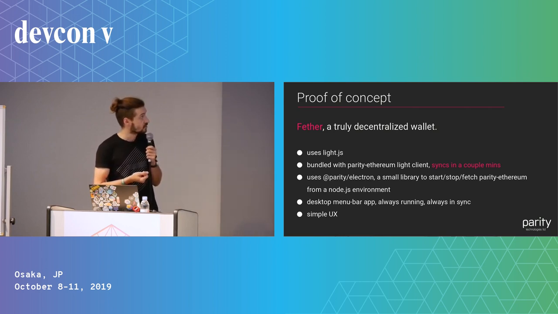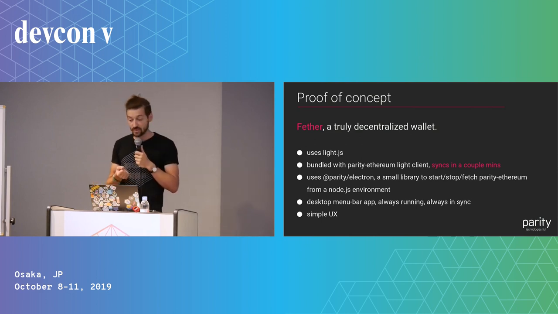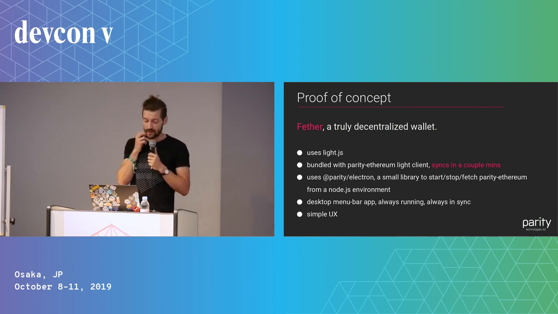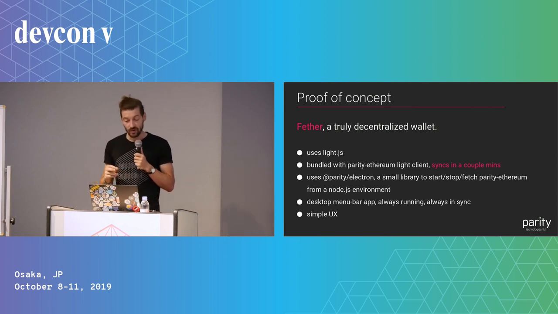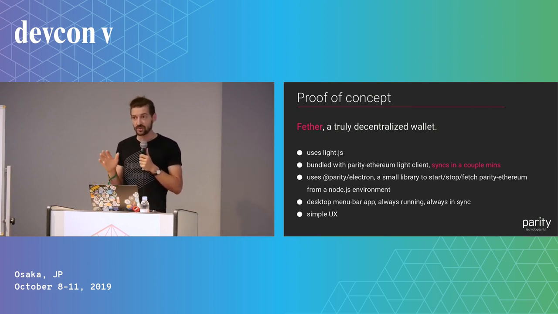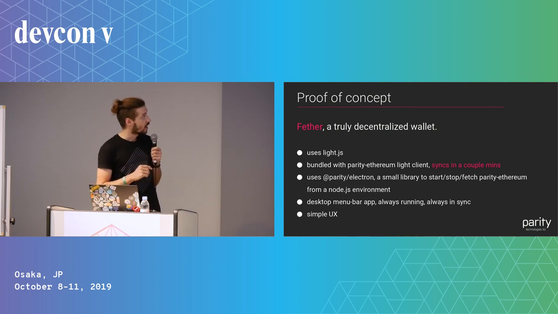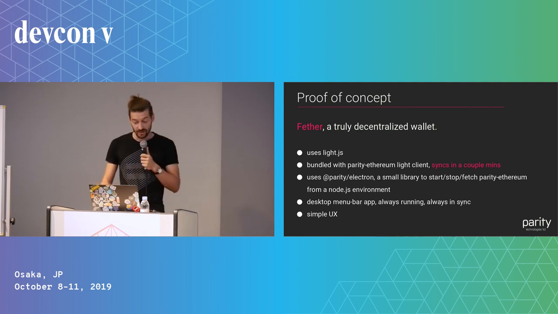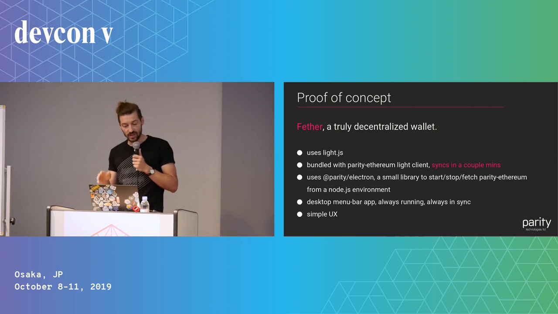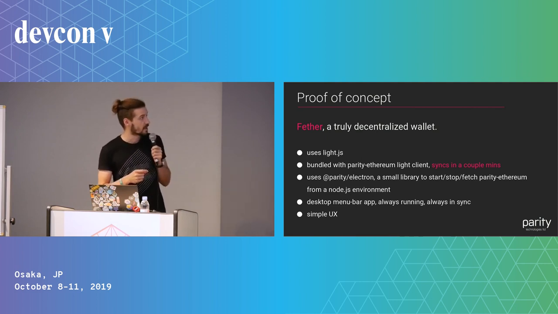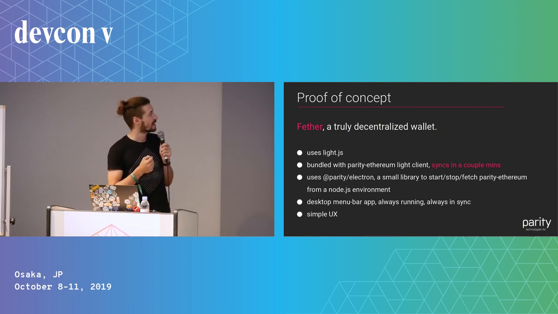It used to be not the only one, because Mist used to also use a Light wallet. Unfortunately, it's not available anymore due to other reasons. So to my knowledge, Fether is the only application, unfortunately, on top of a Light client. So it uses Light.js, as I said. It's bundled with a Parity Ethereum Light client, and it syncs in a couple of minutes, depending on the Wi-Fi.